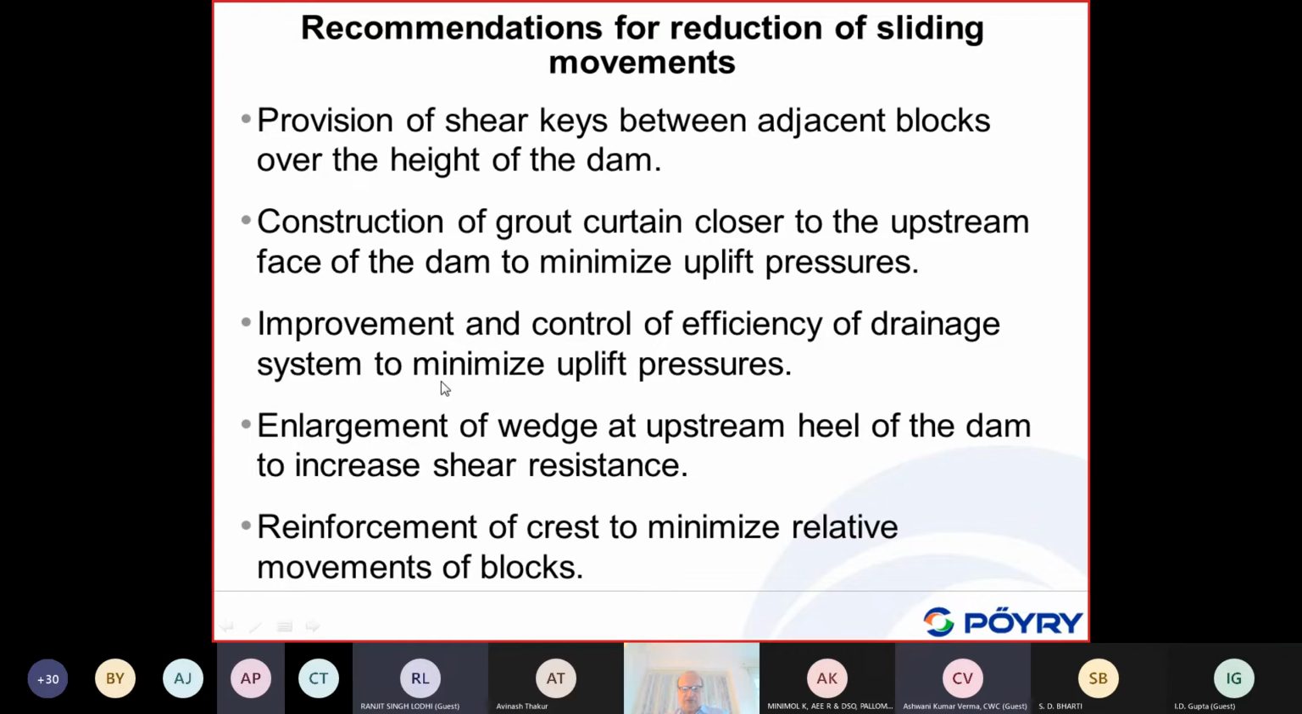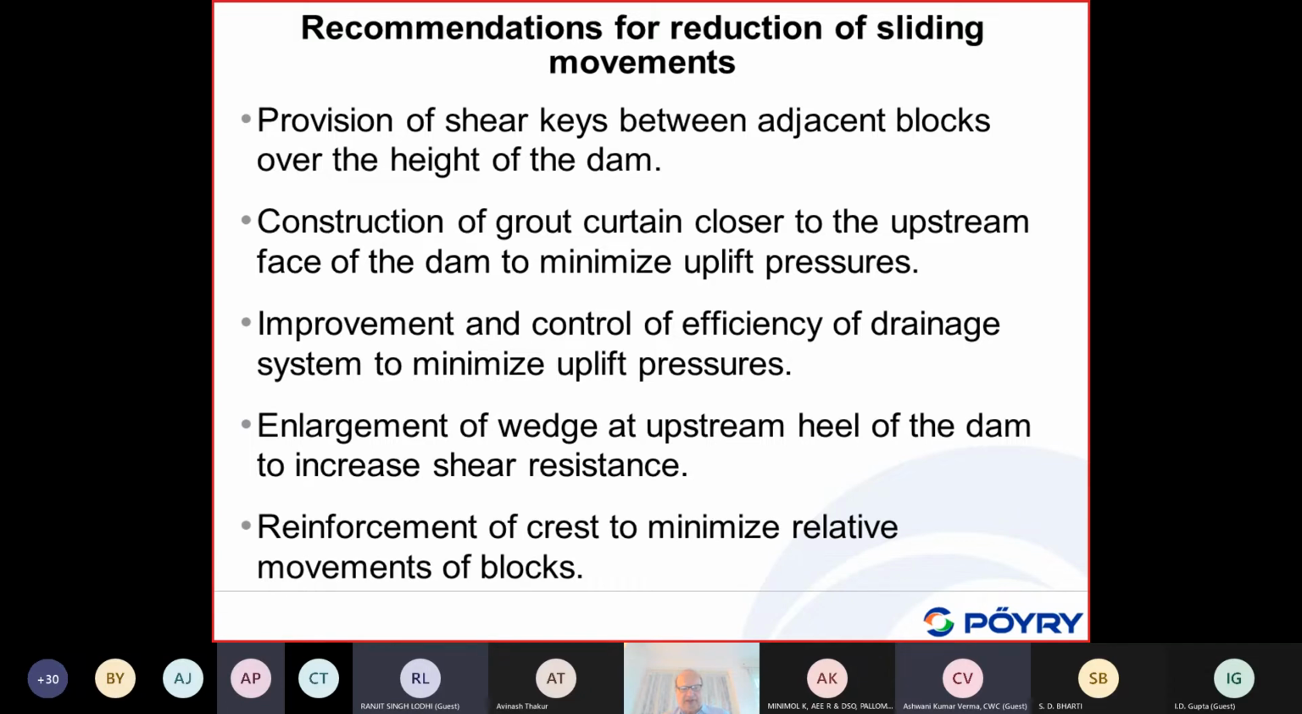Number 4, enlargement of a wedge at the upstream heel of a dam to increase the shear resistance. Okay, it also reduces, let me say, the stress concentration at the dam foundation contact, and we could provide, which is being done by some dams in Turkey and in Chile, a so-called seismic belt. This is a reinforcement of a crest along the dam axis in order to minimize the relative movements of blocks.